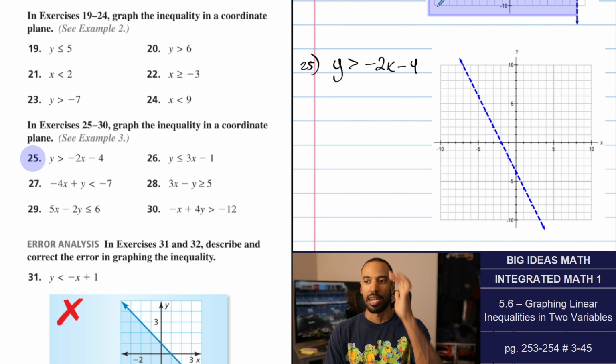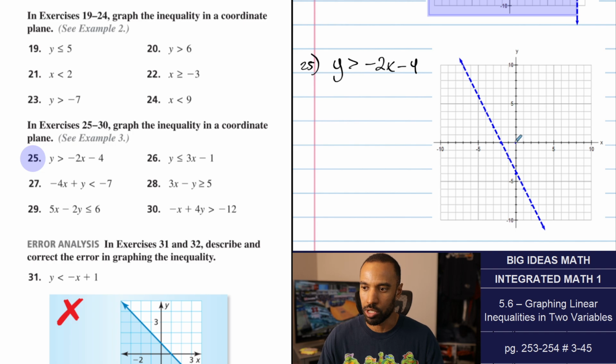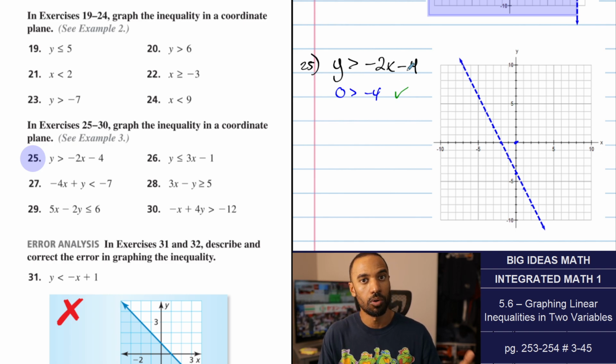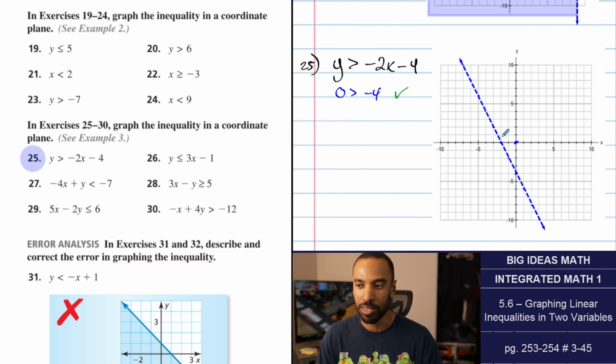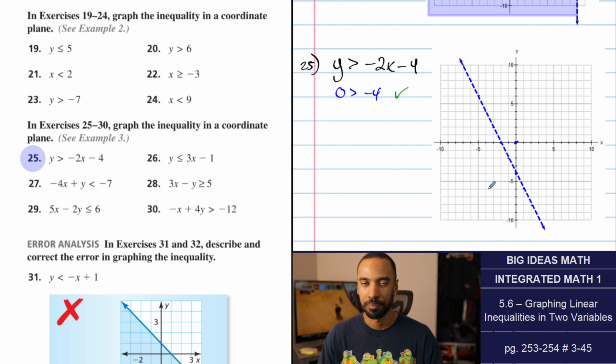Dashed line there. Now, if I tested a point such as 0, 0 right here, here's what it would look like. I will test to see, is 0 greater than negative 2 times 0 minus 4? Is 0 greater than negative 4? Yes. Therefore, 0, 0 works. Therefore, any point on this side, I could test 5, 3, that'll work. I could test 2, negative 5, that'll work. I could test negative 3, 3, that would work. Anything on this side would not.